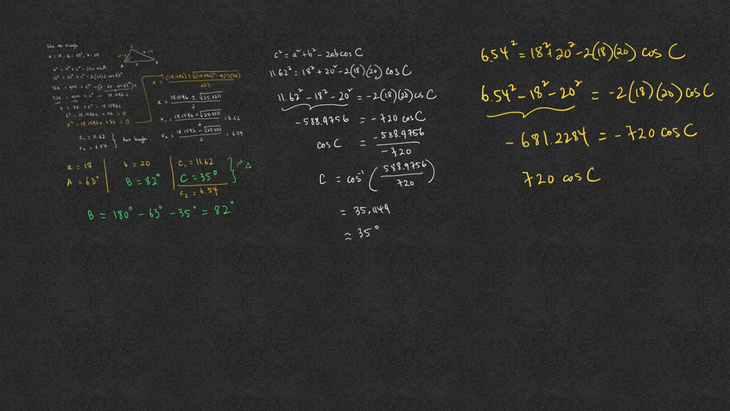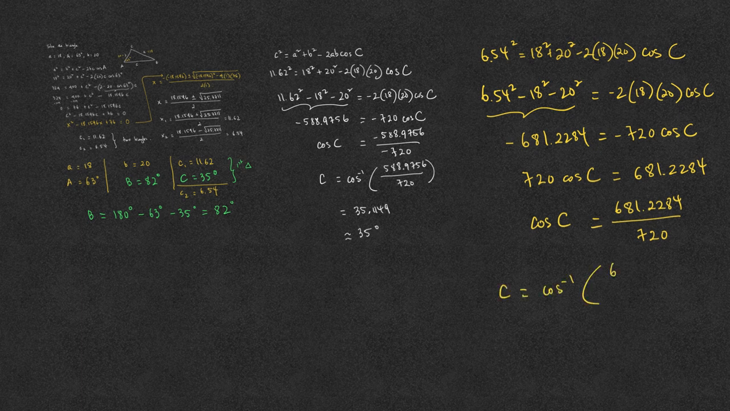720 cosine of c equals 681.2284. We rounded to 4 decimal places in the intermediate step just to be safe. We can just get away with it by using fewer decimal places. Isolate cosine of c. Cosine of c is 681.2284 divided by 720. We then use cosine inverse to find c.